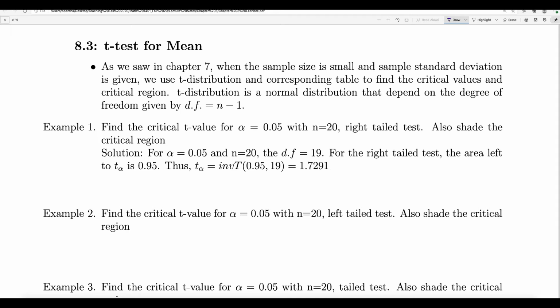In the last video, we discussed testing the hypothesis for the population mean when the population standard deviation sigma is given. But as we saw in the confidence interval, when the population standard deviation sigma is not given, then we need to use the t-table. So similarly for hypothesis testing, we need to use the t-test. We call it the t-test for the mean, that means when sigma is not given.